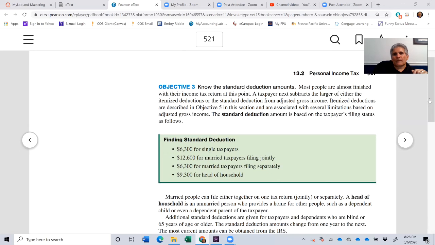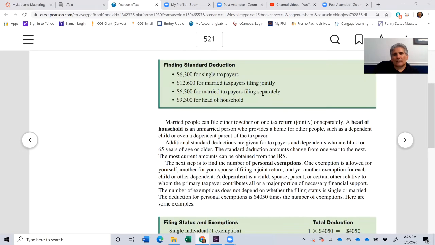So in this example here, let's say this is 2017, the standard deduction was $6,300 for single taxpayers, $12,600 for married taxpayers filing jointly, $6,300 for married taxpayers filing separately, and $9,300 for head of household.